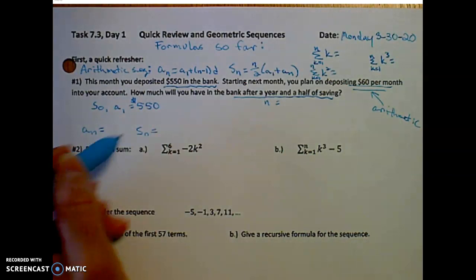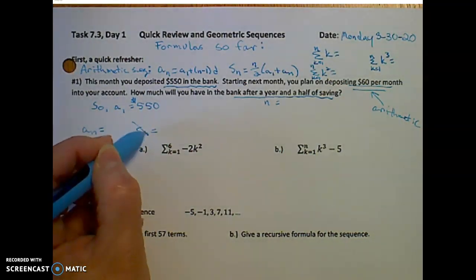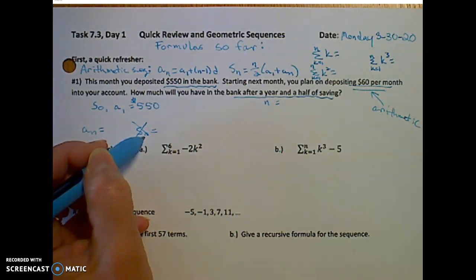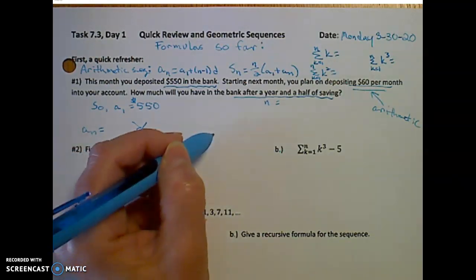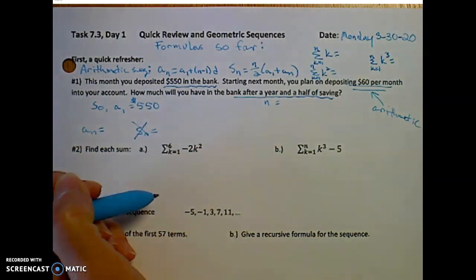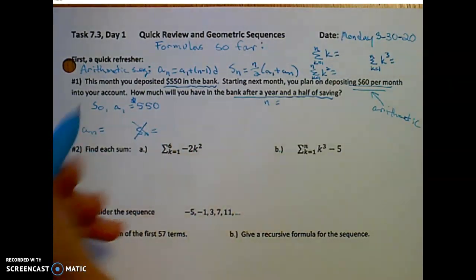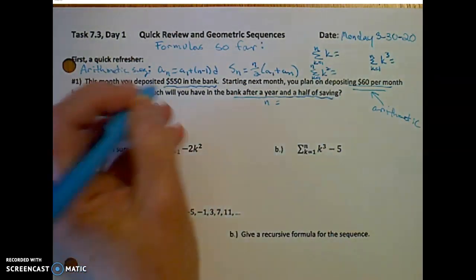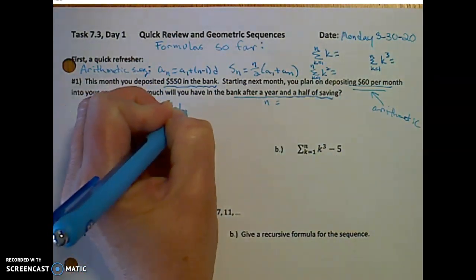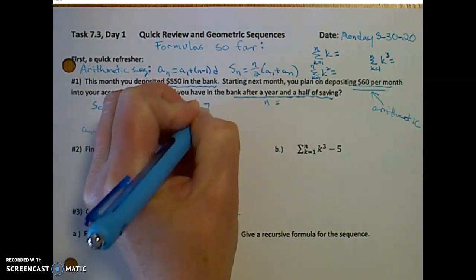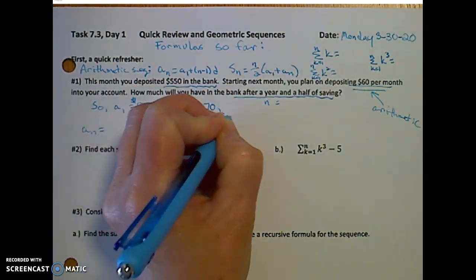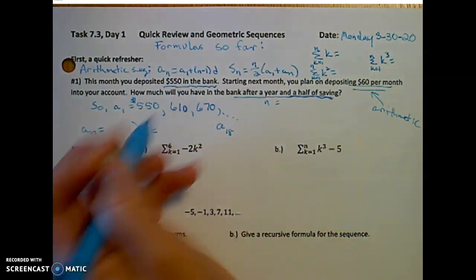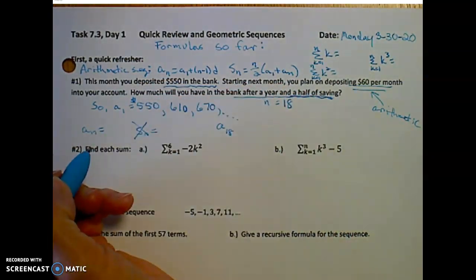It is an arithmetic sequence, but it's not the sum of the arithmetic sequence. The bank does not take your first month's amount, second month's amount, third month's amount, and add all of those together for your balance. You're simply adding $60 to what you had previously. So A sub 2 will be $610, A sub 3 will be $670, and we want A sub 18. After a year and a half of savings, n is equal to 18.